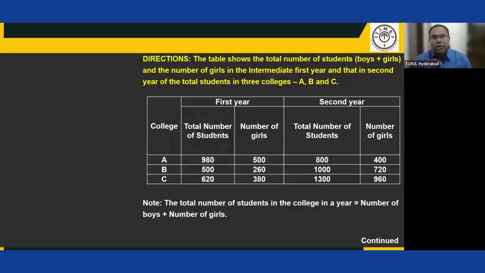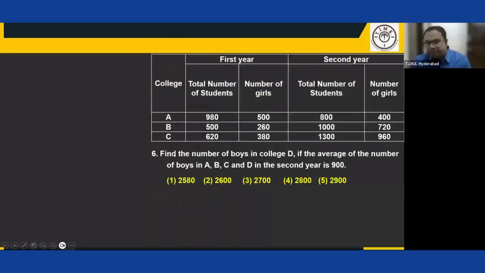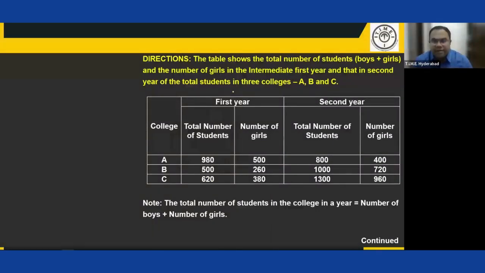Right, the table shows the total number of students, boys and girls, and the number of girls in the intermediate first year and in the second year of the total students in 3 colleges. You can see 3 colleges here: college A, college B, and college C. So we have the first year total number of students. Out of this, how many are girls? This information is given here. Total number of students in a college is given by number of boys and number of girls together.